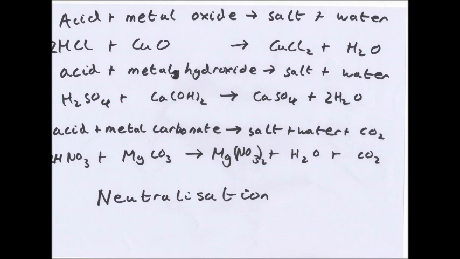And the final one is acid plus metal carbonate becomes salt, water and CO2, because I couldn't fit carbon dioxide on the paper. So you have, in this case, 2 nitric acids plus magnesium carbonate becomes magnesium nitrate plus H2O plus CO2. These are all examples of neutralization reactions.